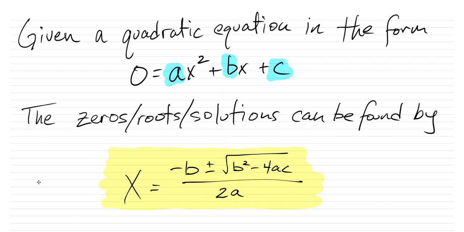Okay, so negative b plus or minus square root of b squared minus 4ac all over 2a. That was me singing really fast. My voice is golden.